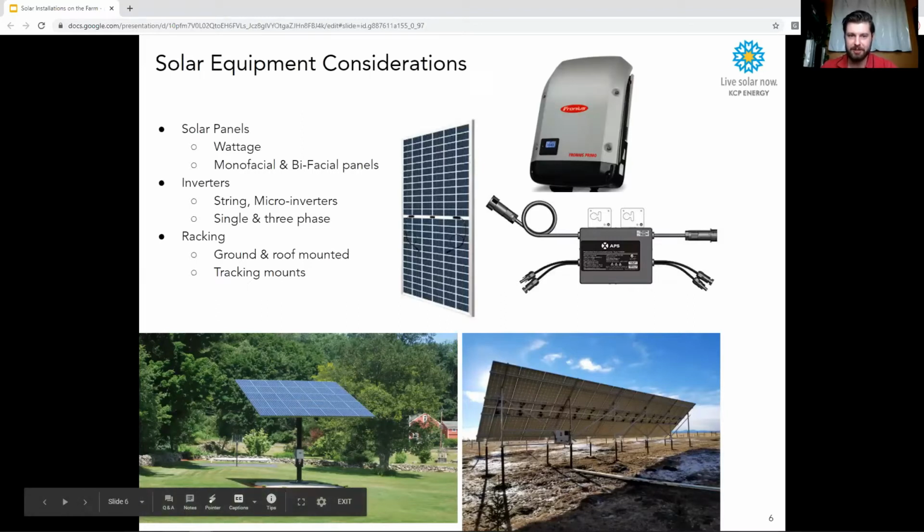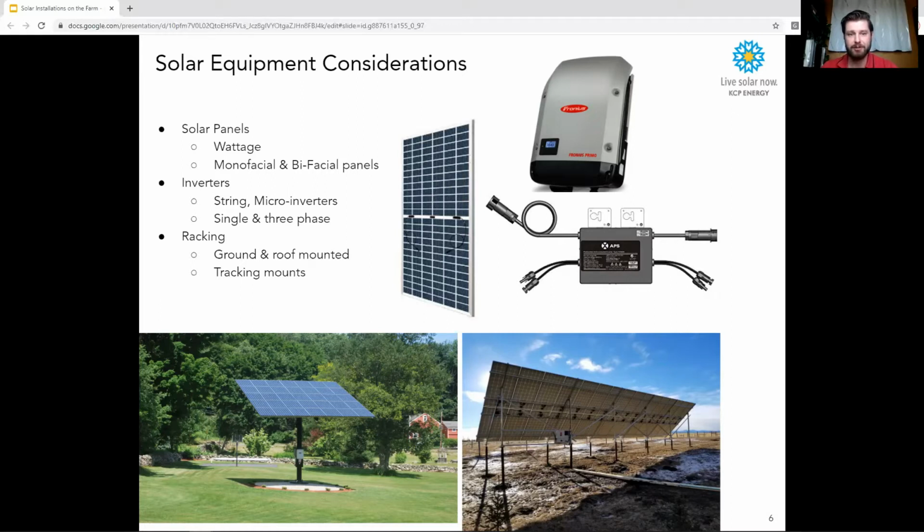The solar panels are definitely the biggest ticket item when it comes to the quote. They usually represent anywhere from 30 to 40% of the total system cost, so it's really important to know what you're getting. There are a lot of different manufacturers, panels, solar cell materials, and other characteristics, but what I'm going to focus on here are the two main types of panels, which are monofacial and bifacial panels.